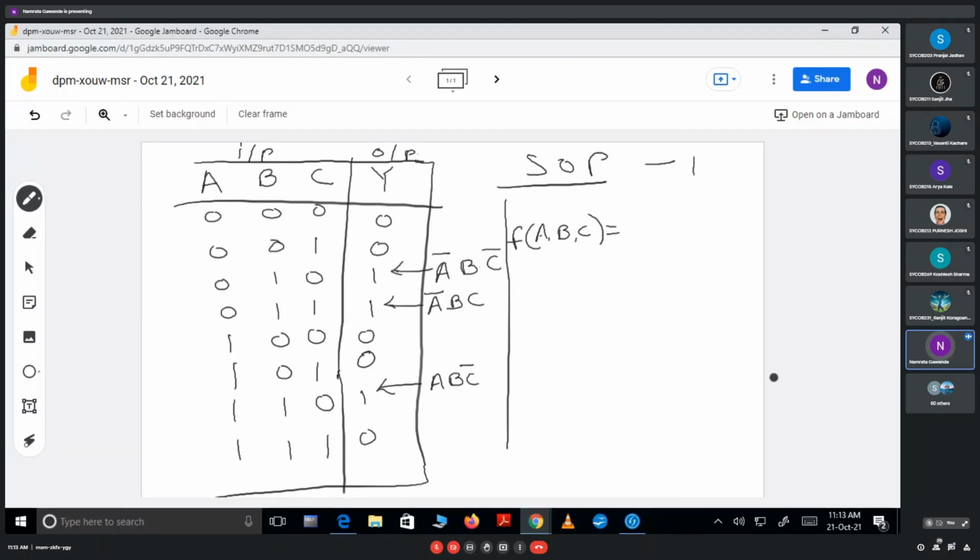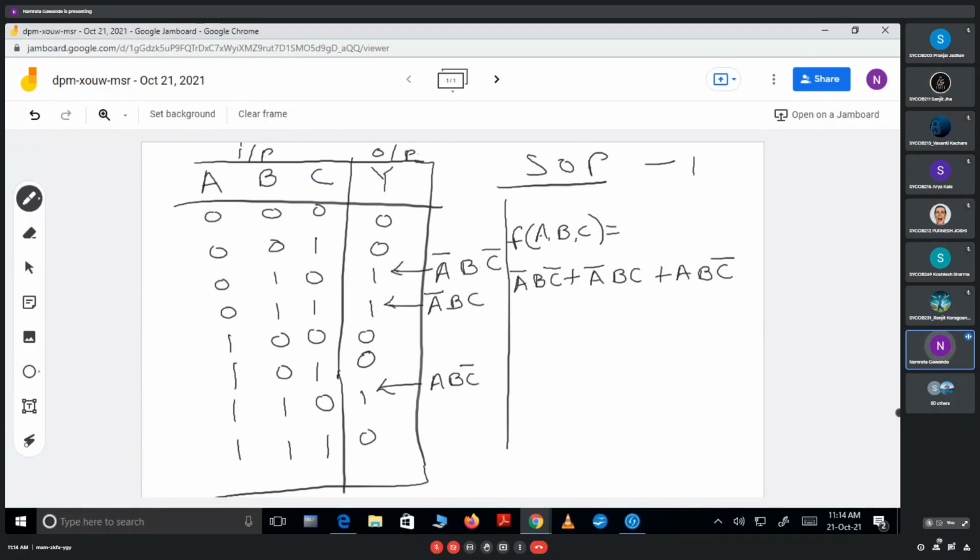Okay. Now you can write those terms. I will write in the next line: A bar, B, C bar. Directly, as it is a SOP form, I need to take the sum of products. These are the product terms I am getting, so I will take the summation of all those. So A, B, C bar plus A bar, B, C plus A, B, C bar. So this is the standard SOP form.